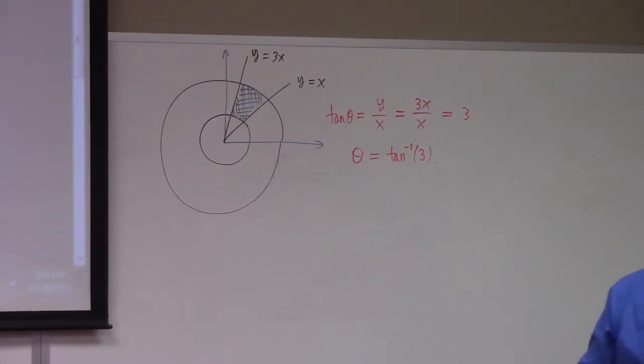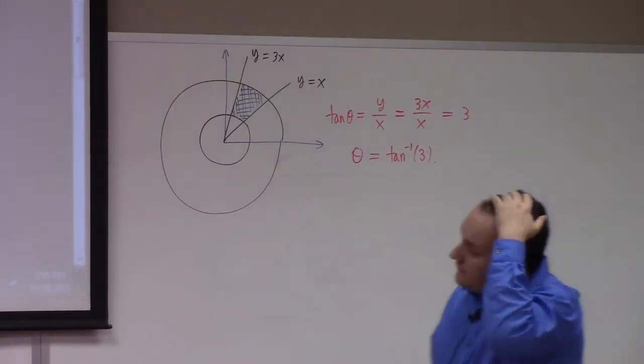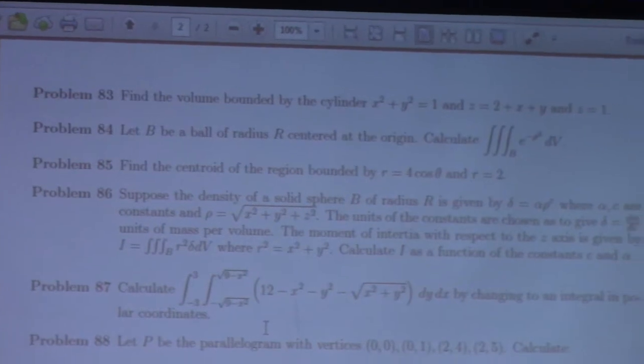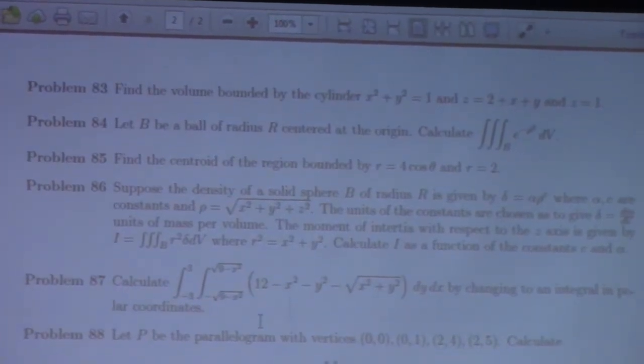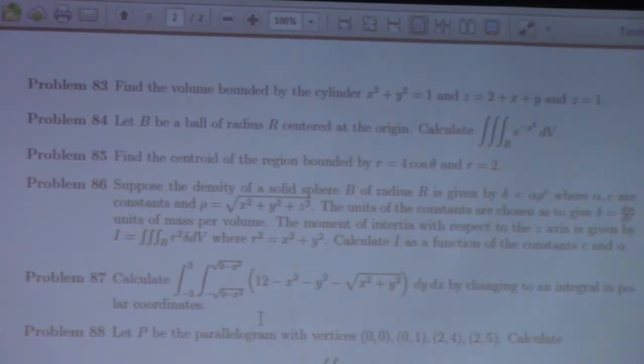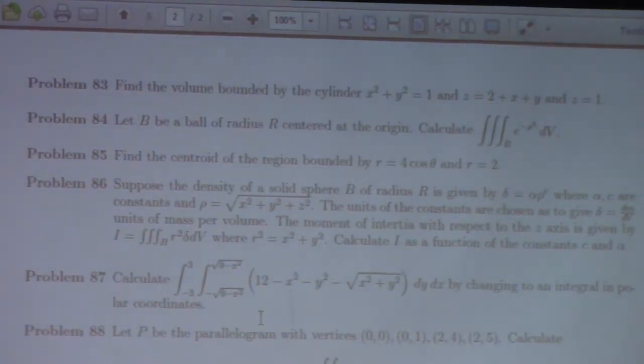83. Find the volume bounded by the cylinder and those two things, so you want to use cylindrical coordinates there for sure. And basically your r is going to go from 0 to 1, and your theta is going to go from 0 to 2 pi. And what's z between for problem 83? Z goes from 1 all the way up to 2 plus r cosine theta plus r sine theta, right?